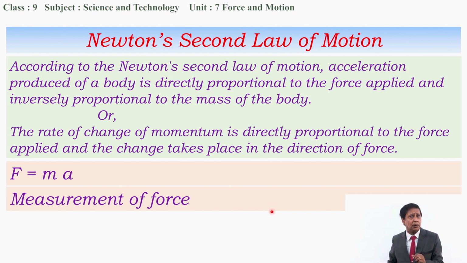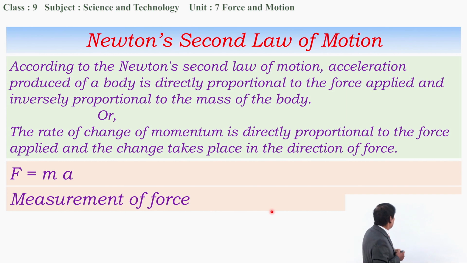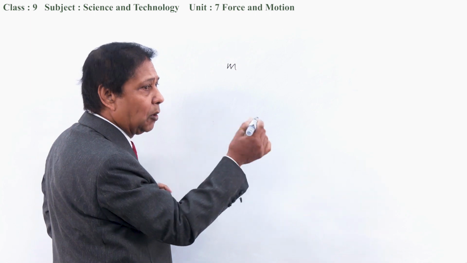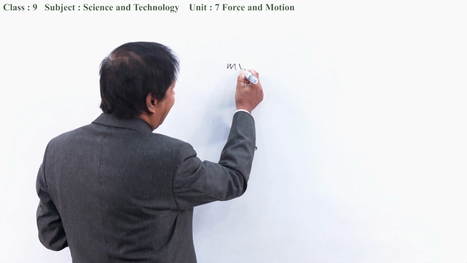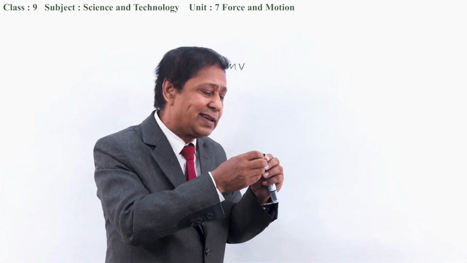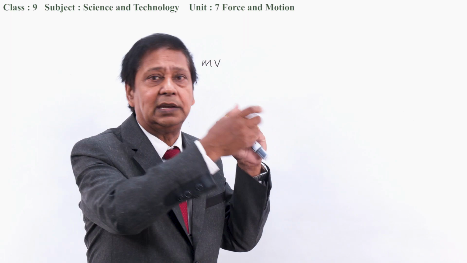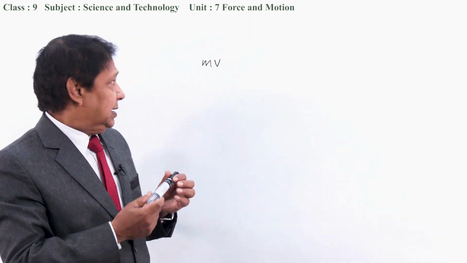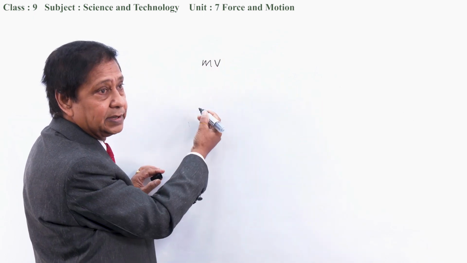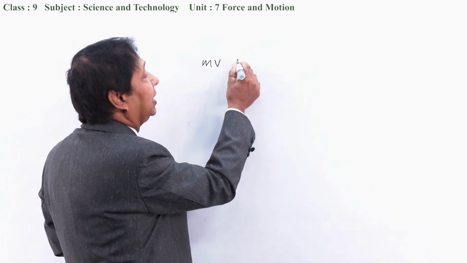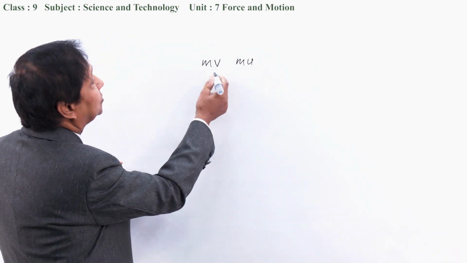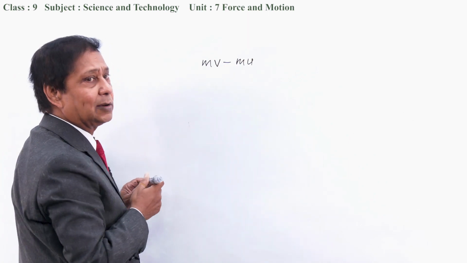First, we have to understand about the momentum. Do you know the product of mass and velocity is called momentum? The product of mass and velocity is momentum. If a body is moving in such a way that its velocity goes on increasing and increasing and increasing, then what happens? The final momentum will be mv, product of mass and velocity, and initial momentum will be mu, the product of mass and velocity. And if we subtract this mu from mv, then what do we get?